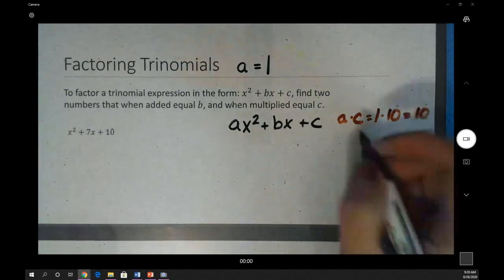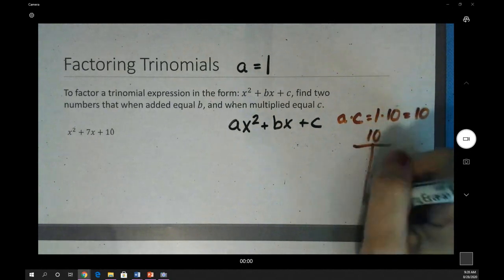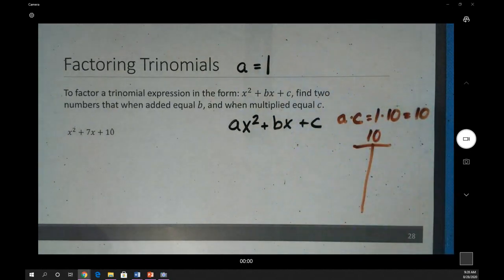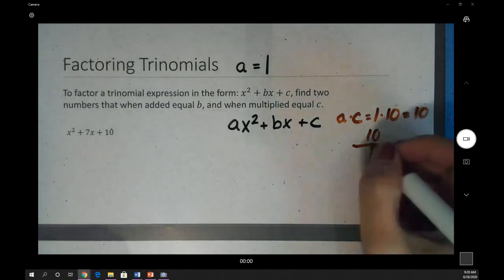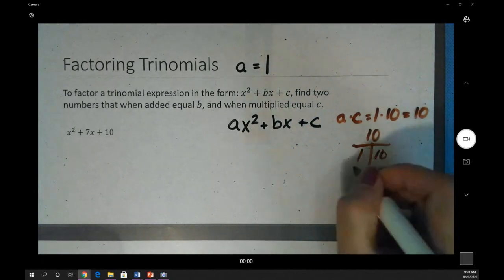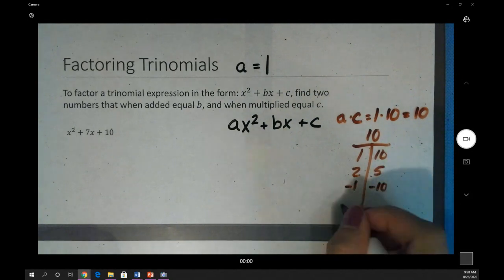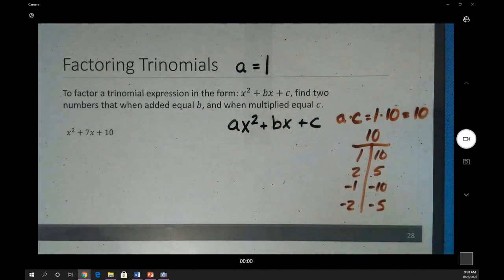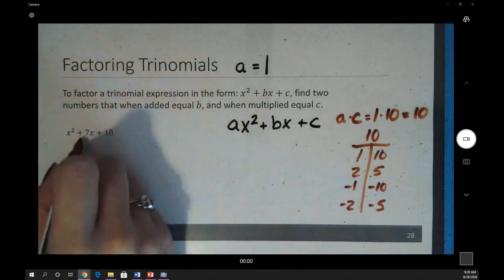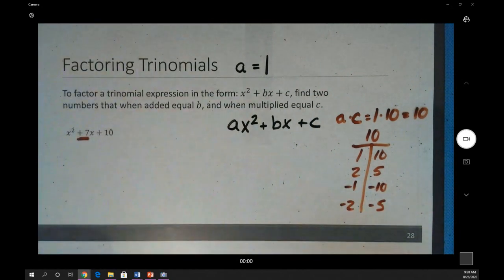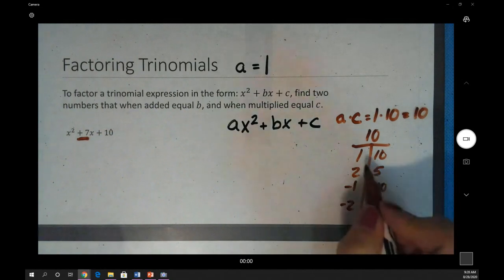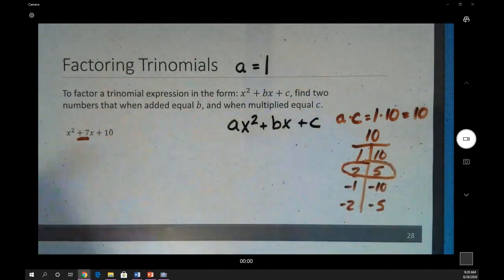Whatever I get for a times c, so in this case 10, I'm going to make a t-chart. In that t-chart, I'm going to list the factor pairs of 10. So the different ways I can multiply and get 10. I could multiply 1 and 10, 2 and 5, negative 1 and negative 10, or negative 2 and negative 5. One of these pairs is going to be better than the others. The pair that I want, when I add them together, I should get my b value, which is a positive 7. So the pair that when I add them up gives me 7 is the 2 and 5.